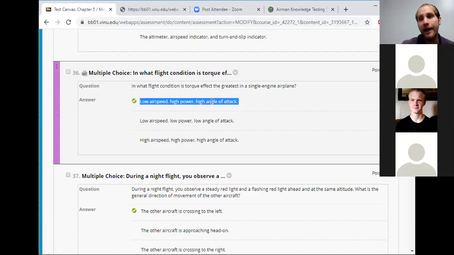This is the same setup for the worst wingtip vortices. It's the same setup for the most amount of induced drag. It's the same setup for the biggest amount of left turning tendencies, or turning tendencies for our aircraft. So low airspeed, high power, high angle of attack, that's where we're going to have the most amount of torque. For every action, there's an equal opposite reaction, torque.